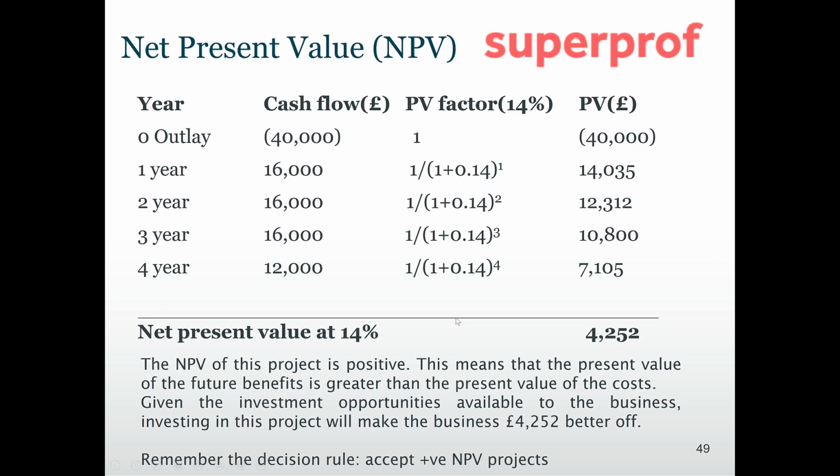Let's still use this case. If you accept this positive NPV project, it means that if everything goes well and your estimation of the future cash flows is good, then after the 4-year period, the market value of this company should increase by the NPV amount, by 4,252. So still remember the decision rule: you should accept the positive NPV project.